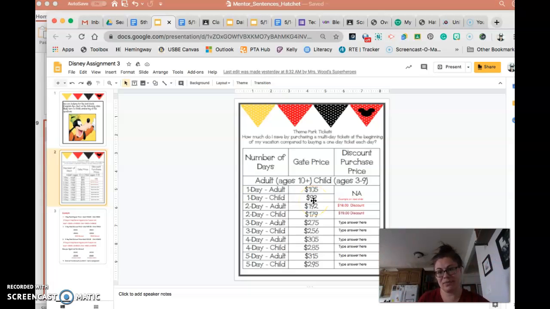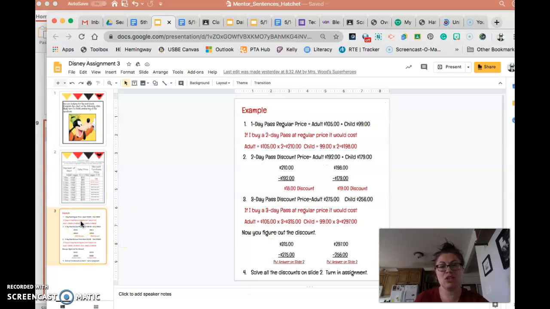Now, guess what? We were super gracious for you and put in this 3rd page. This 3rd page shows you the examples and helps you get it, gets you set up. So number 1, it shows you what's going to happen for the adult and the child. And it shows you the math right here, okay, for the first 2 parts. Then it shows you how to set it up for part 3 for a 3-day pass.